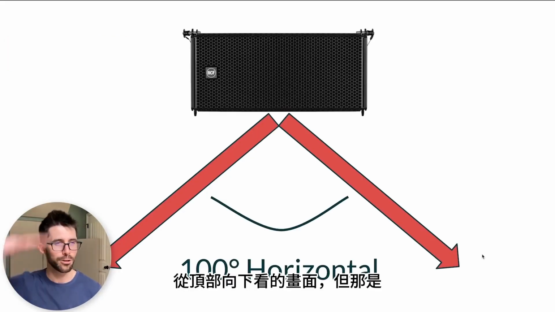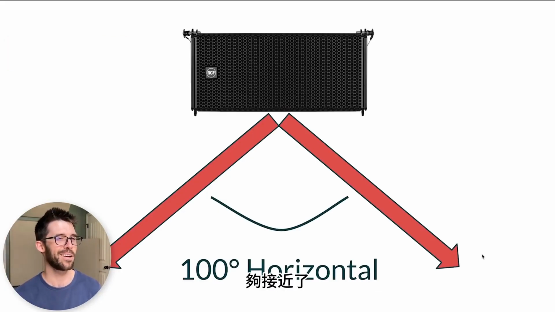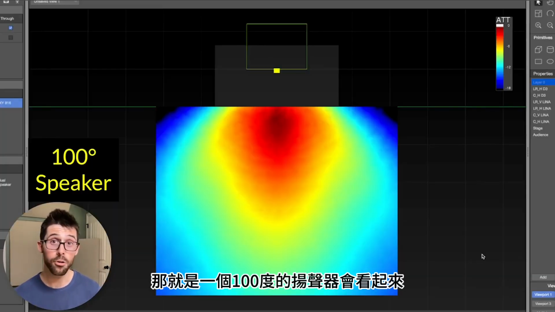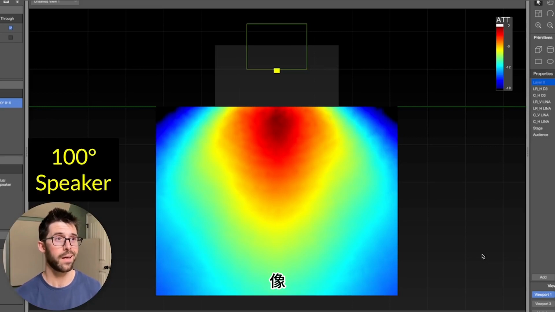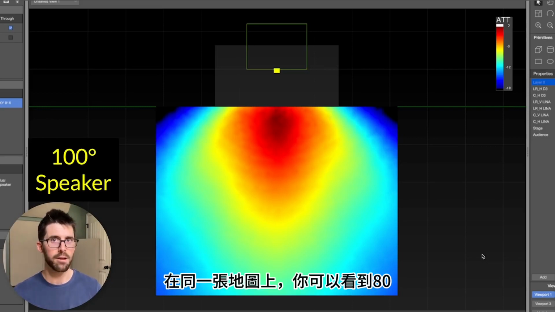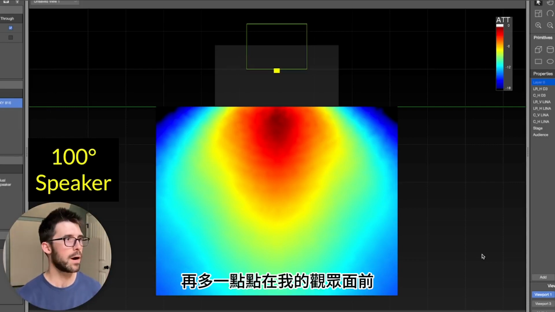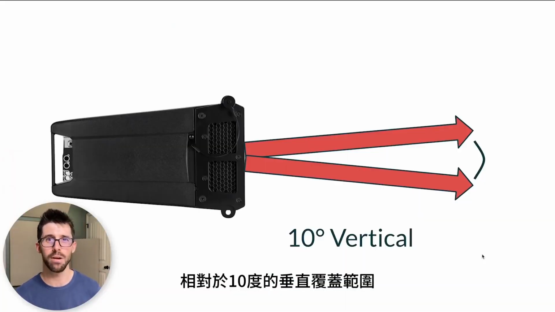I couldn't find a picture of it top down, but that's close enough for 100 degrees horizontal, and that's what a 100-degree speaker would look like on that same map. You can see the 80 degrees is a little bit tighter, and this is spreading out, orbing around a little bit more on my audience, versus a 10-degree vertical coverage.